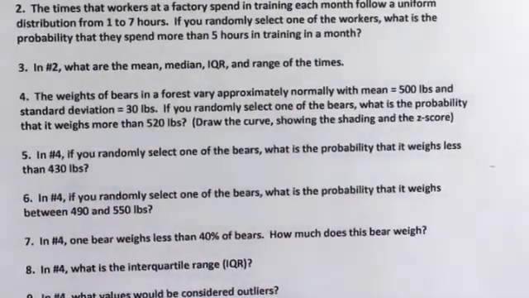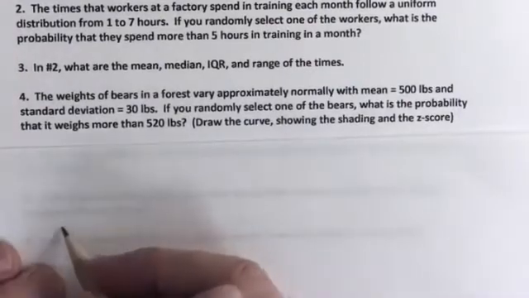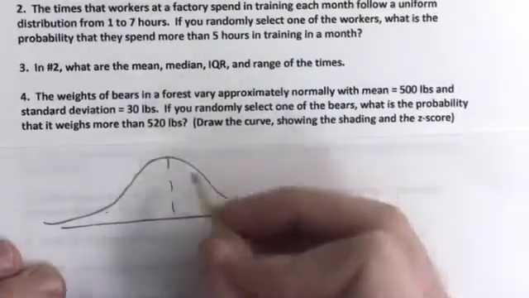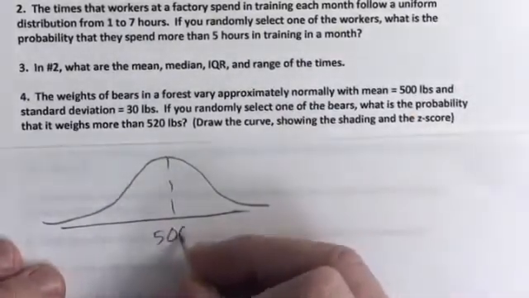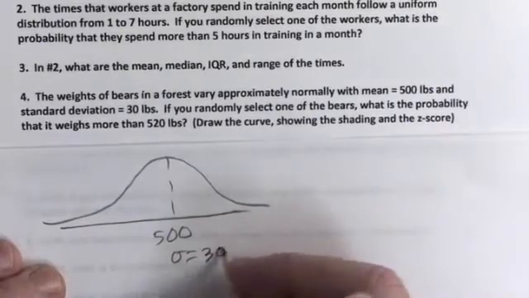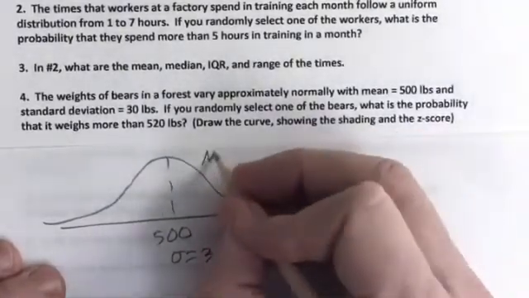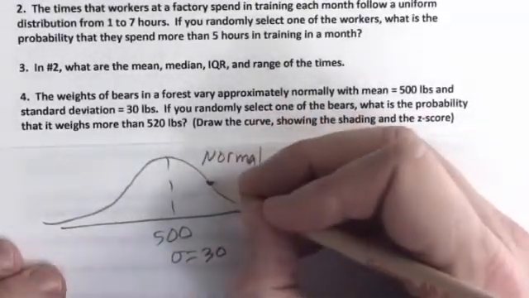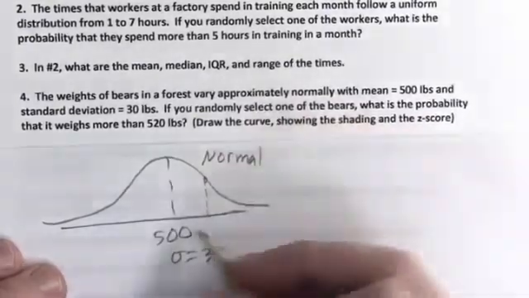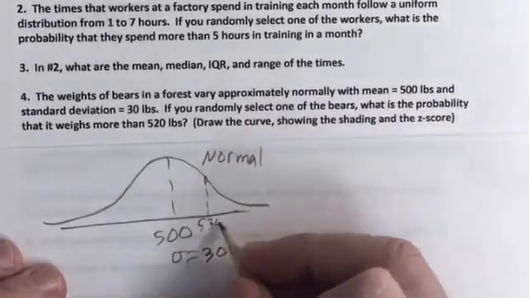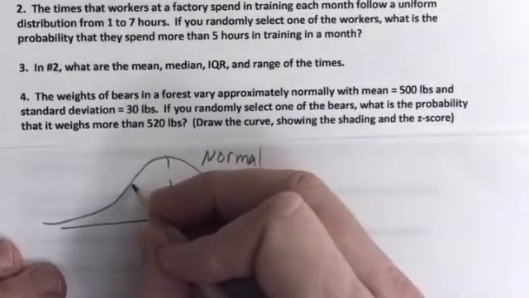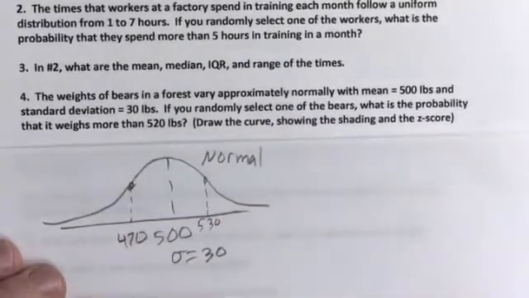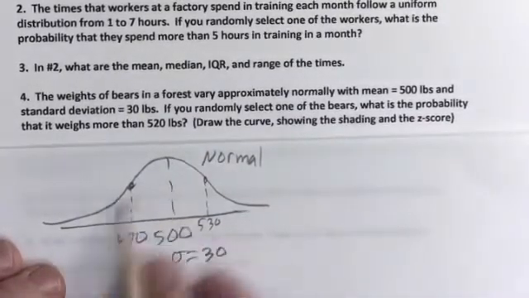So let's do that. To draw the curve, I draw this bell-shaped curve. A normal curve is a bell-shaped symmetrical curve. The middle of it is going to be at 500, and then one standard deviation is 30. Label this as normal. If you go halfway down this hill to this inflection point, that's going to take me to one standard deviation above the mean, so that'd be 530 in this case. If you go one standard deviation to the left of the mean, that would take me down to 470. So there I've labeled it, and that is doing the scaling.